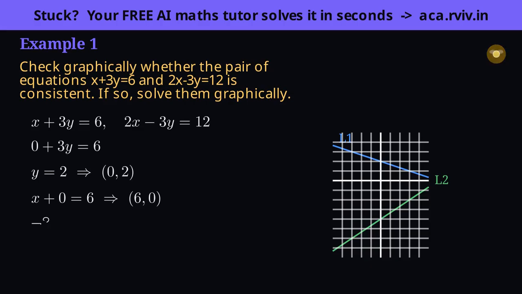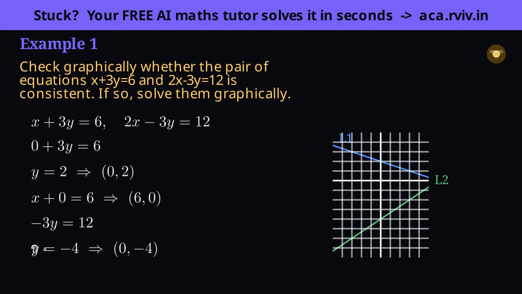Now the second line, same clever trick. Start with x equals 0 to kill the x term and land on the y-axis. So minus 3y equals 12. Dividing by minus 3, watch the sign, gives y equals minus 4. That's the point (0, minus 4), well below the axis.